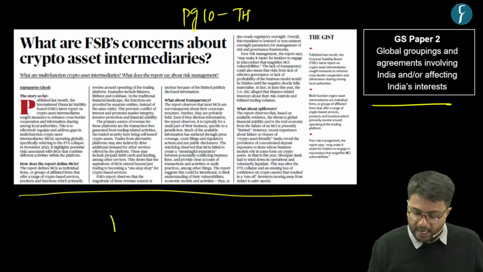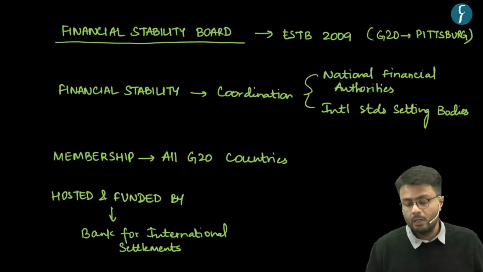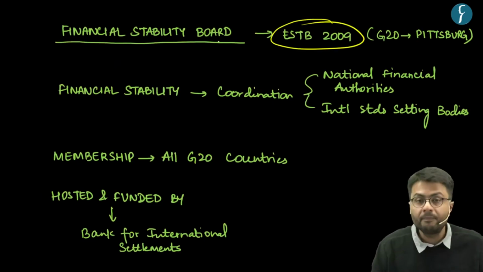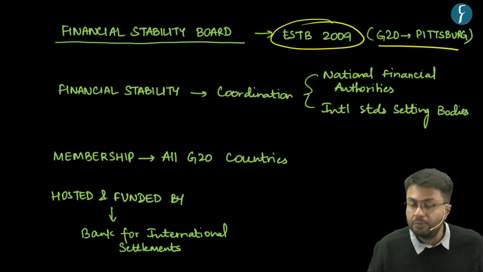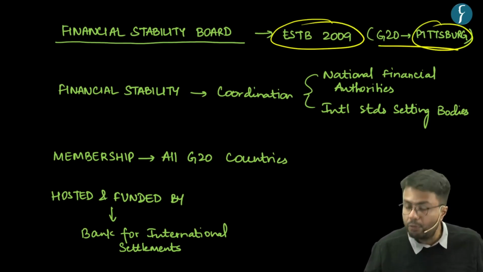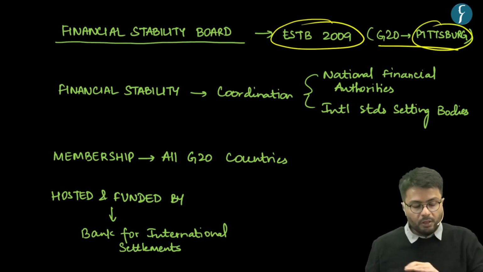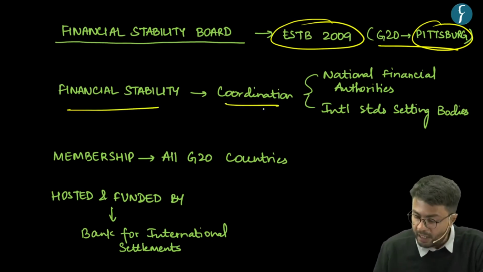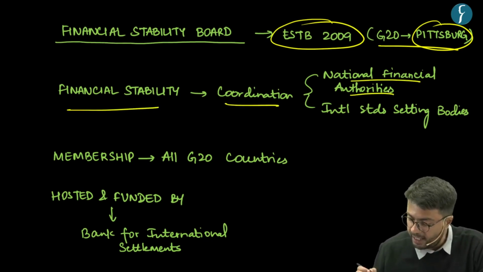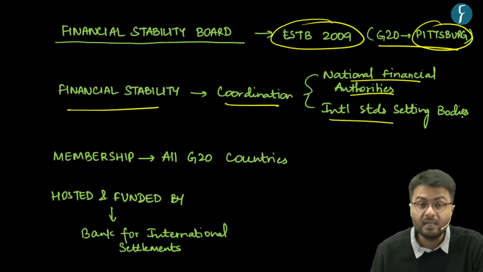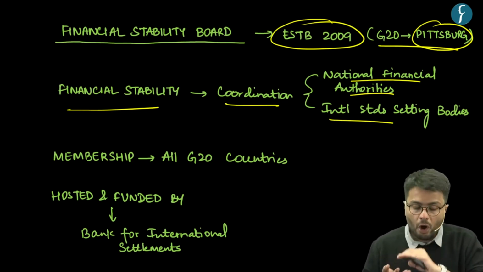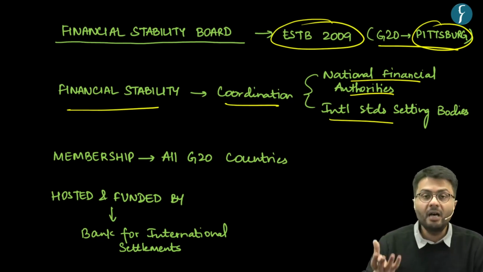Now, what is this Financial Stability Board? It was established back in 2009 at the G20's meeting that year, which was held in Pittsburgh, USA. This body promotes international financial stability through increased coordination between both national financial authorities as well as international standard setting bodies. Hence, these two types of agencies work towards developing strong regulatory, supervisory and other financial sector policies.